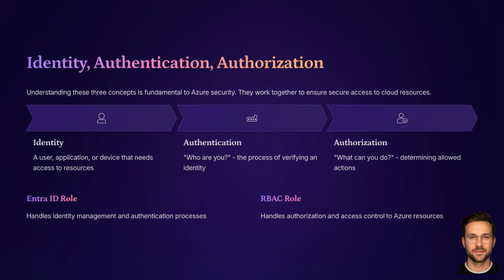In any IT environment, an identity is an object that represents a user, application, or device. Authentication answers the question, who are you? It is the process of verifying an identity. For example, by using a password, a certificate, or multi-factor authentication. Authorization answers the question, what are you allowed to do? It is the process of granting or denying access to resources based on permissions or roles. In Azure, these concepts are implemented mainly through Microsoft Entra ID for identity, and RBAC for controlling what identities can do with Azure resources. Now, let's talk about Microsoft Entra ID.